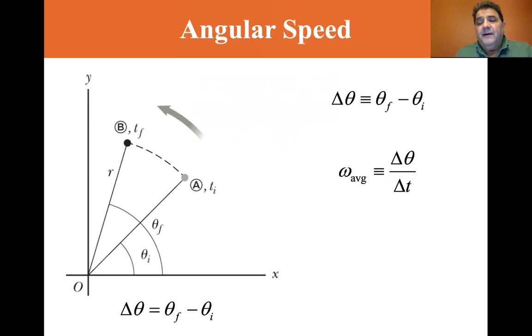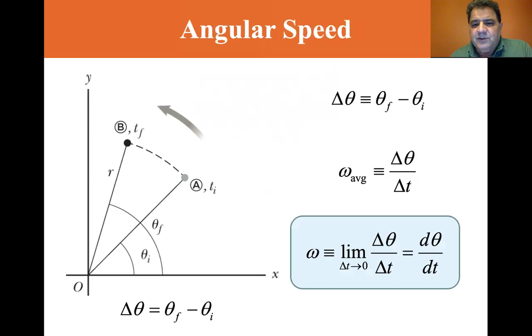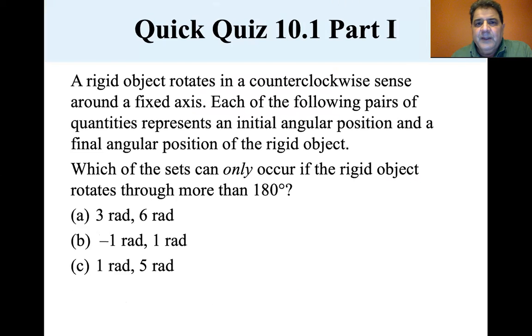So the omega, the angular speed, angular velocity, average angular velocity, is just the delta theta divided by the delta t. In other words, how far have you gone in the angular distance divided by the time it takes to do it. So the exact angular velocity is the limit as delta t approaches 0 of delta theta over delta t. So it's d theta over dt.